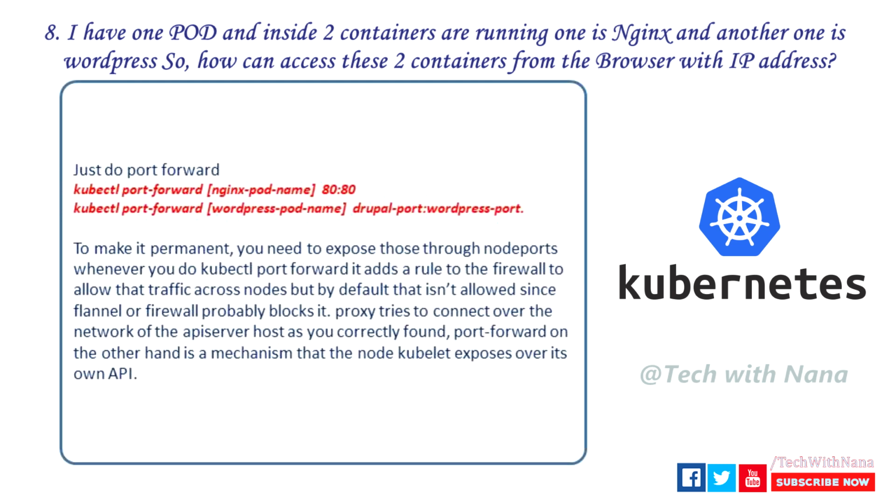Whenever you do kubectl port-forward, it adds a rule to the firewall to allow that traffic across nodes, but by default that isn't allowed since Flannel or a firewall probably blocks it. Proxy tries to connect over the network of the API server host, as you correctly found. Port forward, on the other hand, is a mechanism that the node kubelet exposes over its own API.